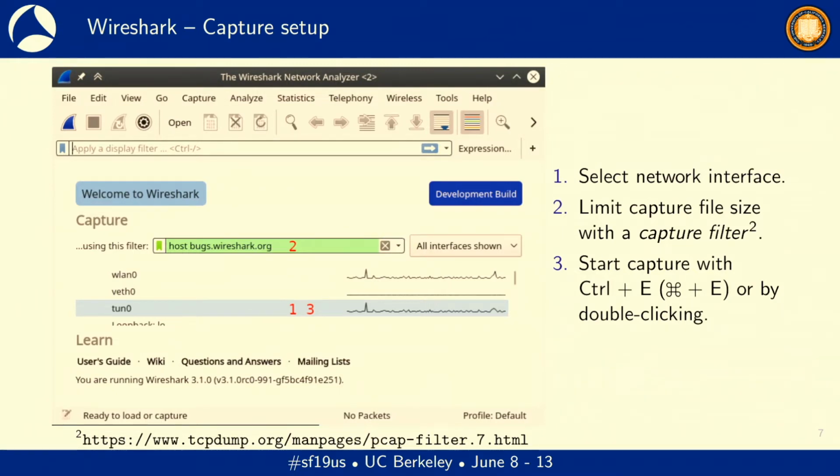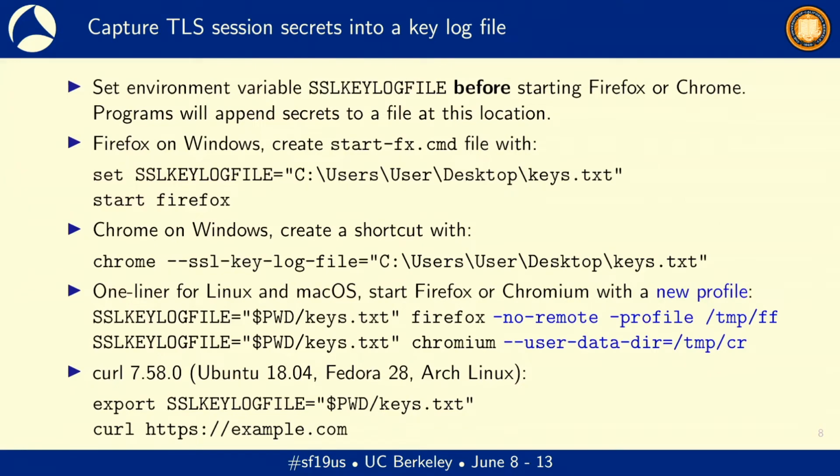Once you select the right interface and optionally enter a capture filter, you can start capture with Control E or Command E on macOS, or by double-clicking the interface. So that's the packet part. Now we still need the secrets.